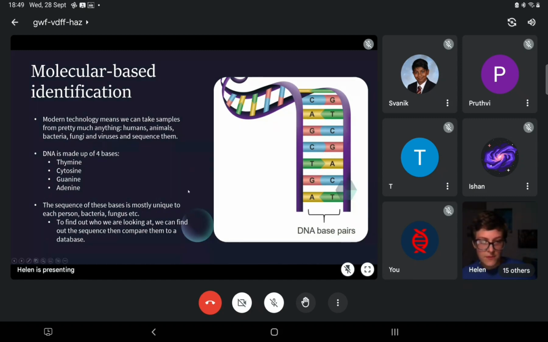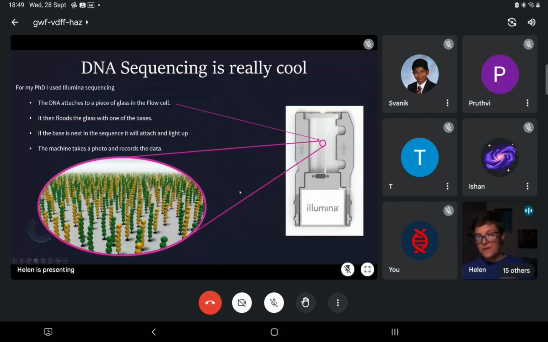So this is what it kind of looks like. And this is the thing I find really, really cool. For my PhD, I used a sequencing platform called Illumina. Now, the image on the right here is the flow cell, and this is where all of the DNA sequencing takes place. That chip is about half the size of a credit card.